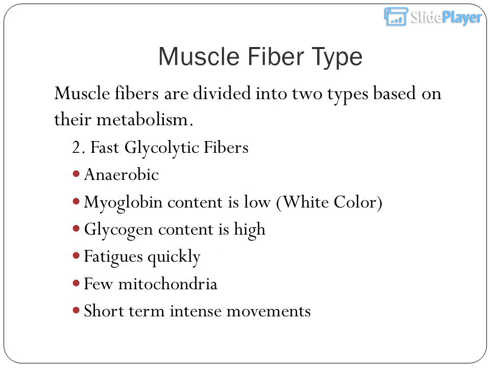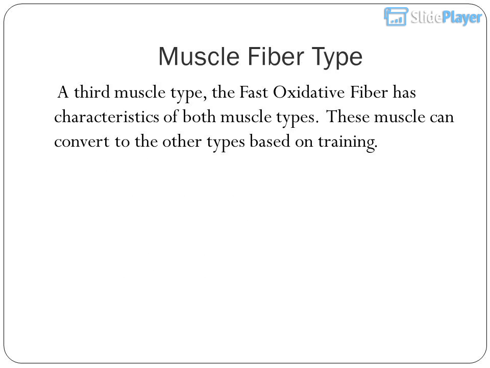Fast glycolytic fibers. Anaerobic. Myoglobin content is low, white color. Glycogen content is high. Fatigues quickly. Few mitochondria. Good for short-term intense movements.